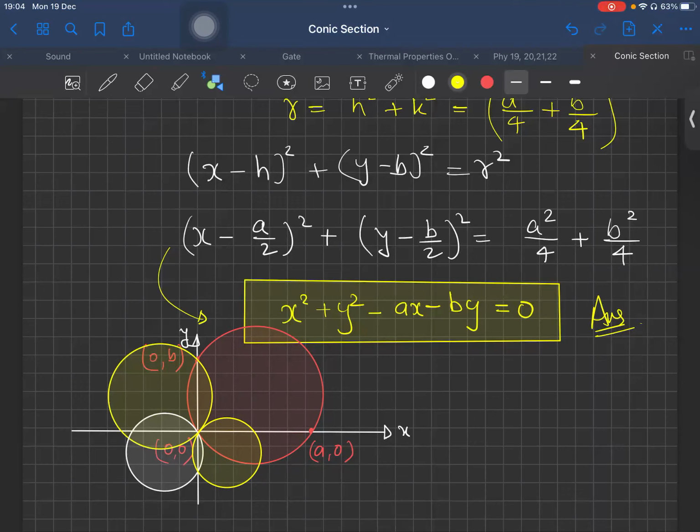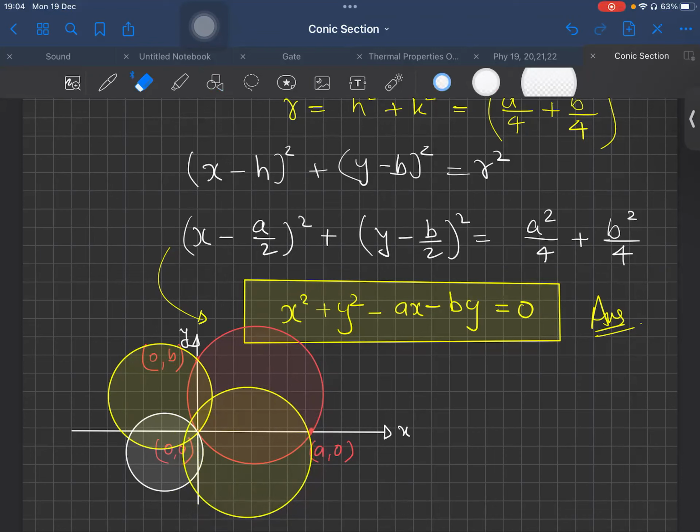Of course, if the values of a and b can vary, infinite values of a and b can be there, then it can have infinite circles. I am saying the possible shapes of the circles can be like this. Of course, if you increase the radius, there can be many circles, right? So this is again a different circle, this is again a different circle, so like that. That's what I wanted to tell you.